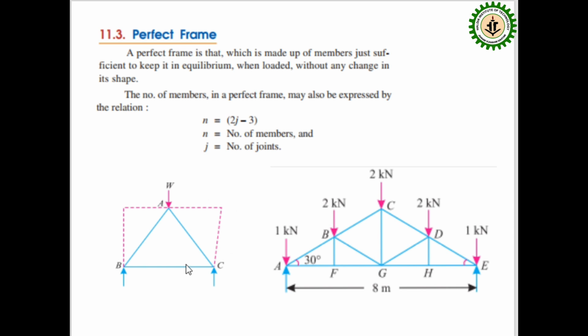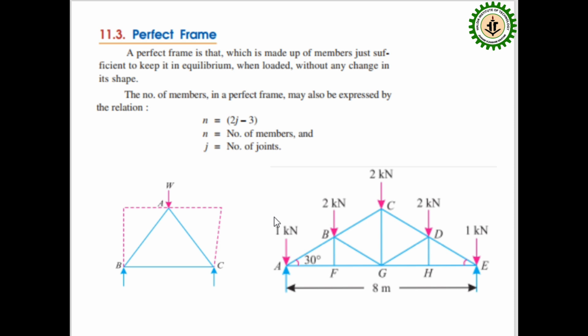Now in a truss member, as we see, force can only be applied at the joint of the member. So A is a joint, B is a joint, C is a joint, D is also a joint, and E is also a joint. So force can only be applied to the joints of the member. Force cannot be applied to the middle of the member.